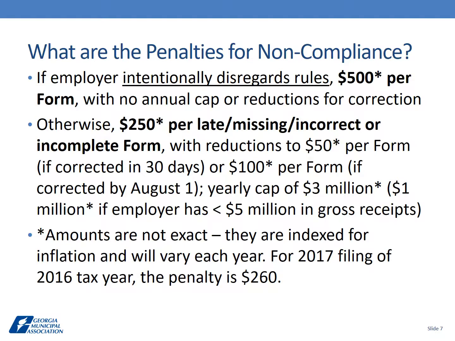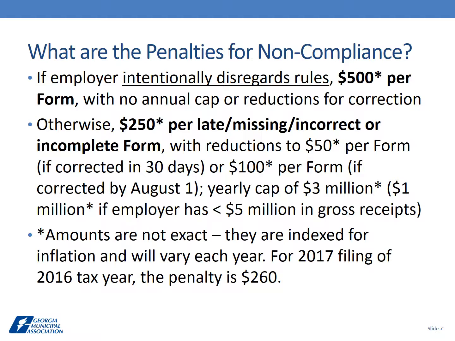What are the penalties for noncompliance? Well, if the employer intentionally disregards the rules, $500 per form with no annual cap or reductions for correction. Otherwise, $250 for each late or missing or incorrect or incomplete form, with reductions to $50 per form if it's corrected in 30 days, or $100 per form if corrected by August 1st.